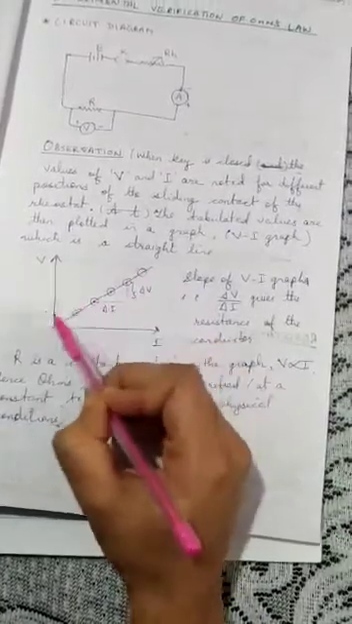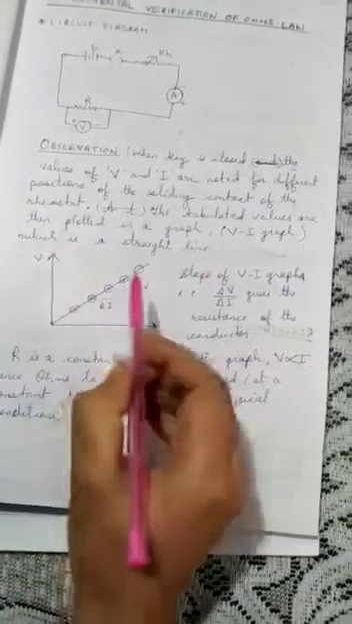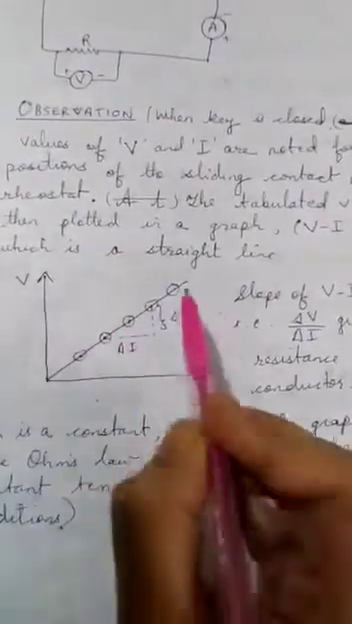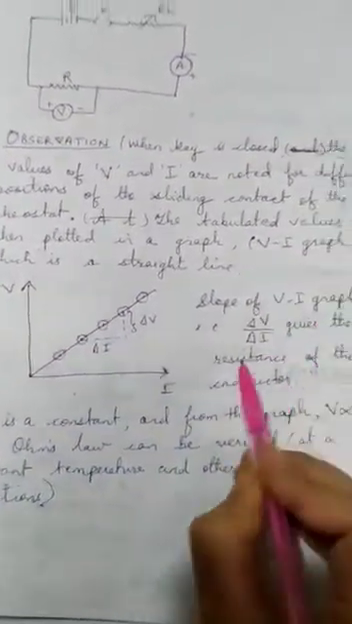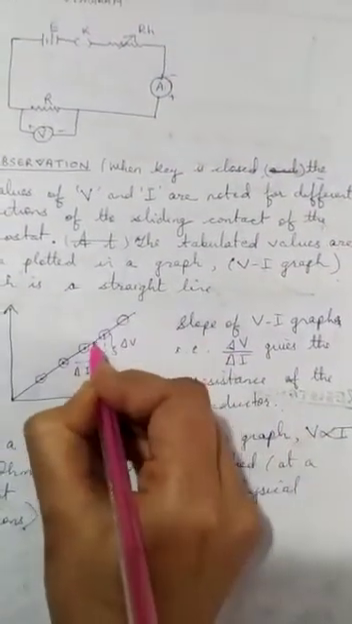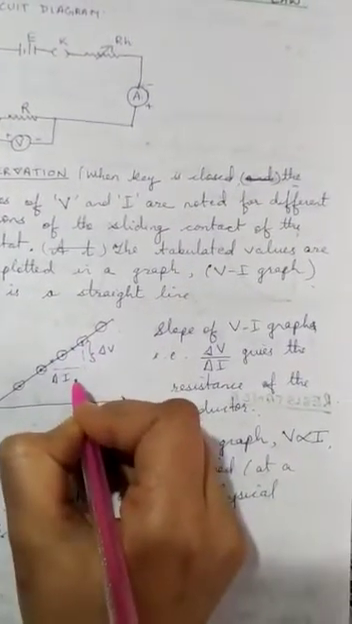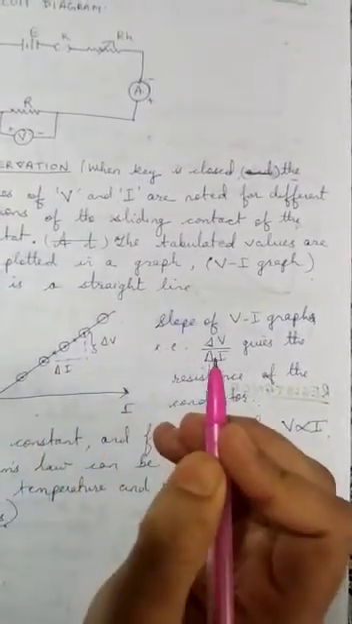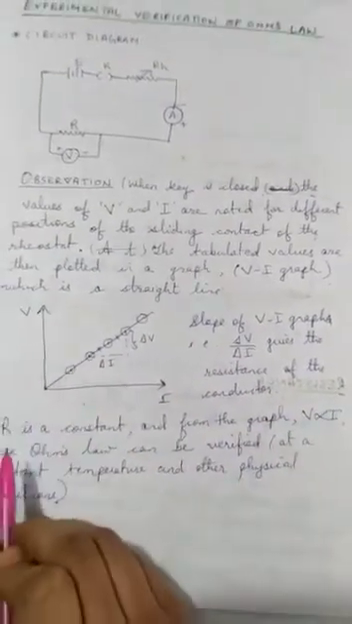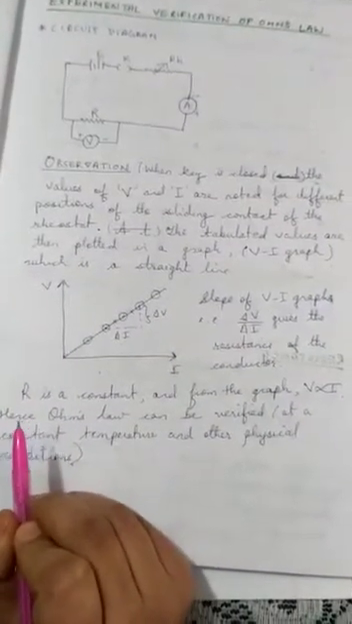On plotting a graph between V and I, we get a straight line. This graph also proves that V is proportional to I, and when you find the slope of the graph, you take any point on the graph. Here I have taken these 2 points. I can take these 2 points also to take the slope. Wherever you take the slope, taking whichever points you want, you will conclude that the value of R will always be a constant for a given temperature and the given conductor.